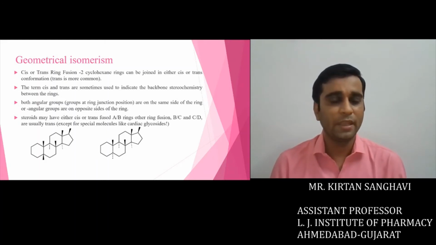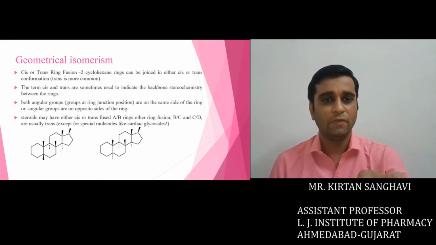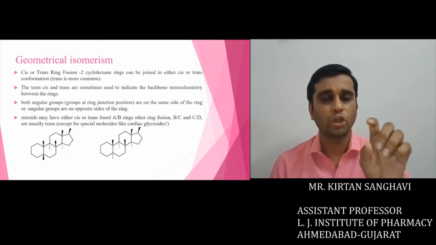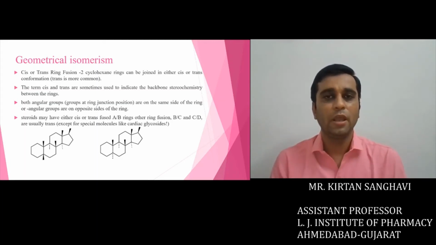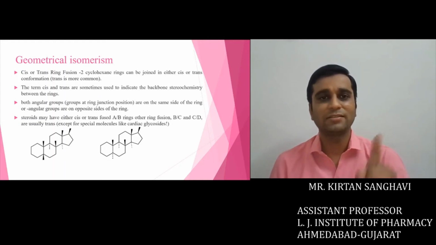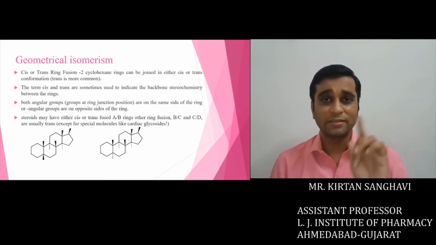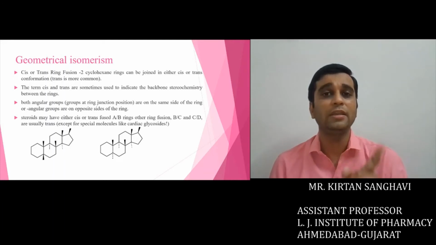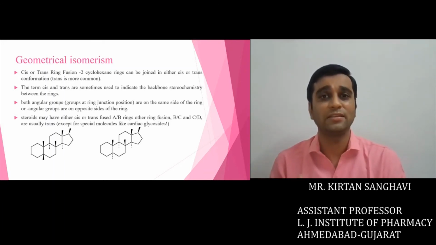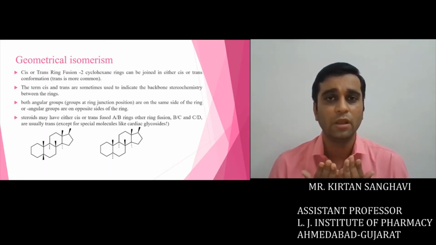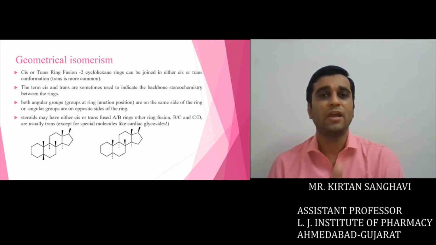Here you can see in the first structure, we have the fused ring between A and B. Both the bonds are solid bonds. It means both the substituents have beta configuration. Beta means they are on the same side of the plane. Of course, we have to say it is a cis isomer. Similarly, cis-trans is also possible in the case of the B and C ring system, and in the case of the C and D ring system. So whenever there is a fusion, we always say cis-trans isomerism comes into the picture.